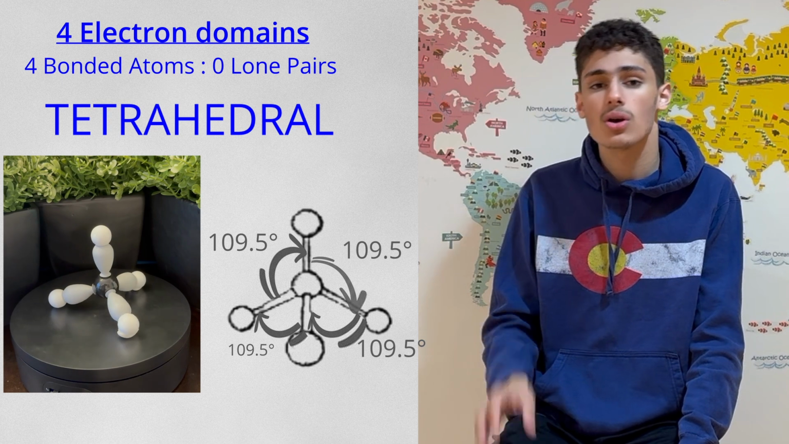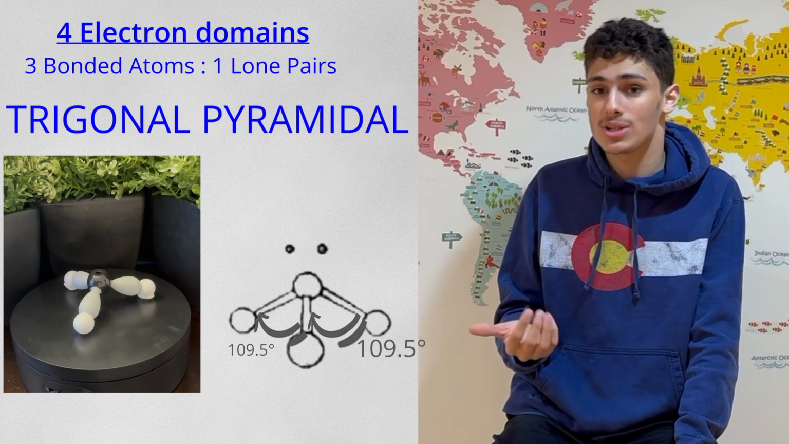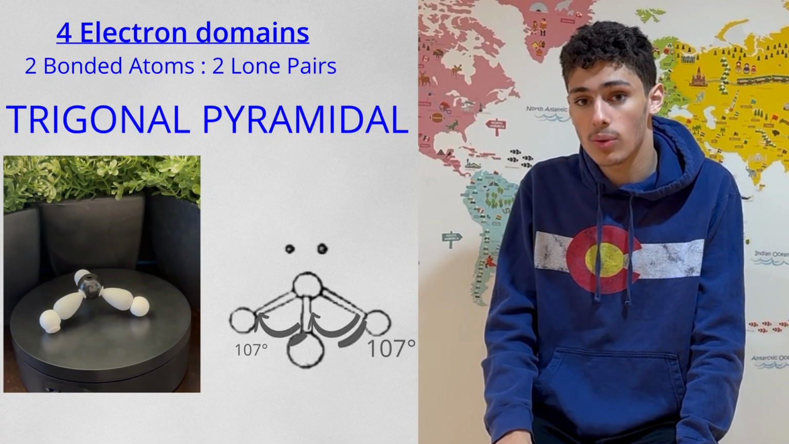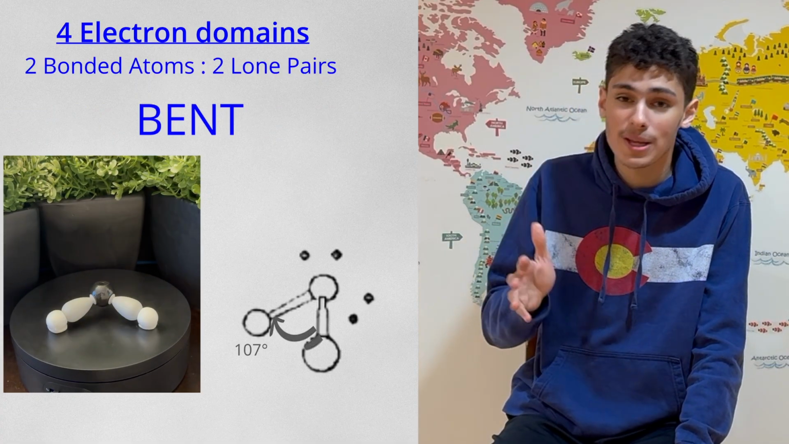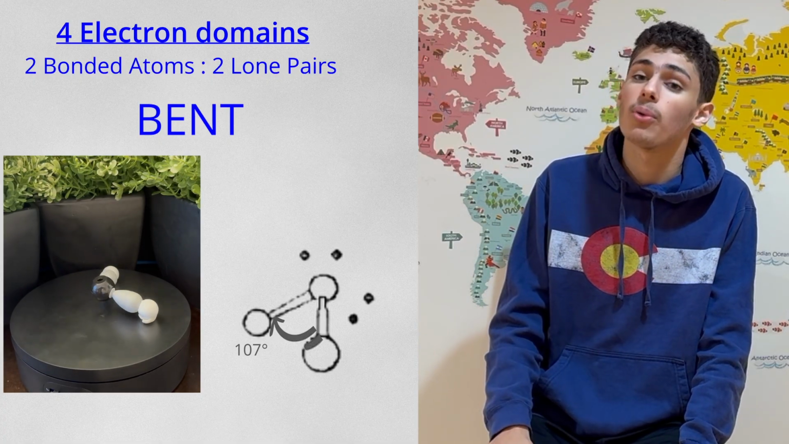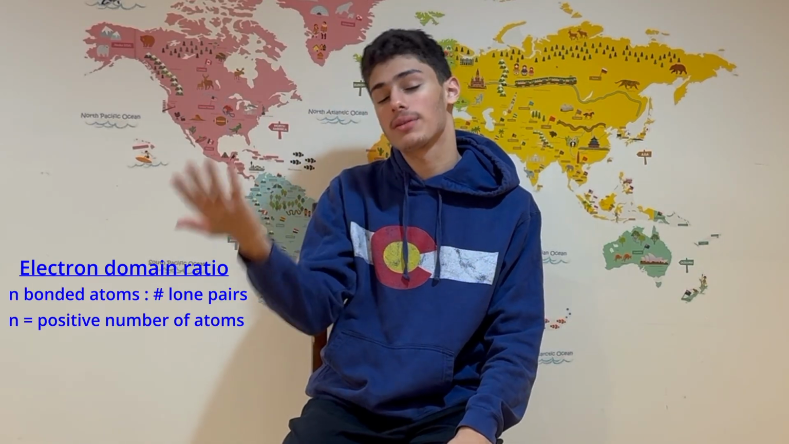degree bond angles. 3-to-1 ratio will result in a trigonal pyramidal structure, which has 107 degree bond angles. And 2-to-2 ratio will result in yet another bent structure, but unlike before, it will have bond angles of 104.5 degrees. And as for the next set of geometric structures, you will not need to know the bond angles for any structures that are not in an n-to-0 ratio, with n being a positive number.